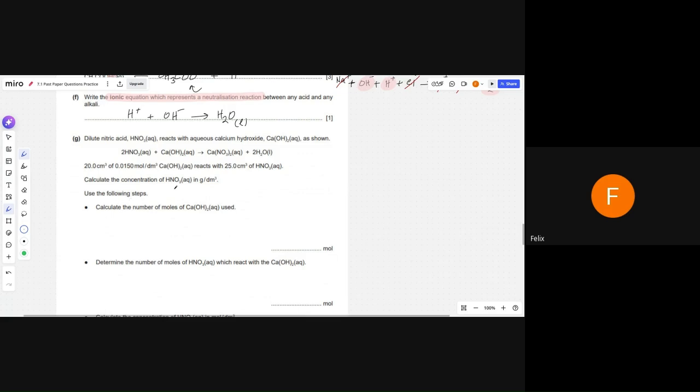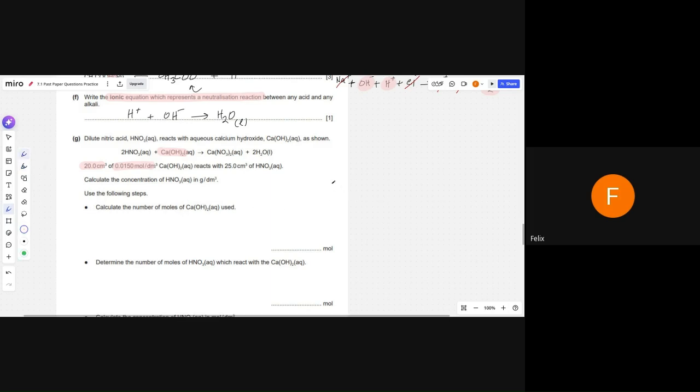Okay, so calculate the concentration in grams per dm cube. Whenever you see a question like this, remember that out of the two reactants, for one you will be given both the volume and the concentration. In this case, it is calcium hydroxide. So the first step will be, you see they are guiding you, that calculate the number of moles.